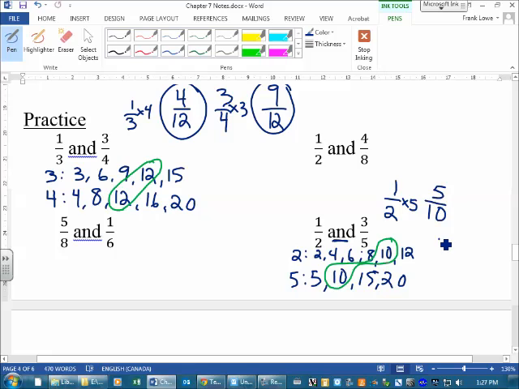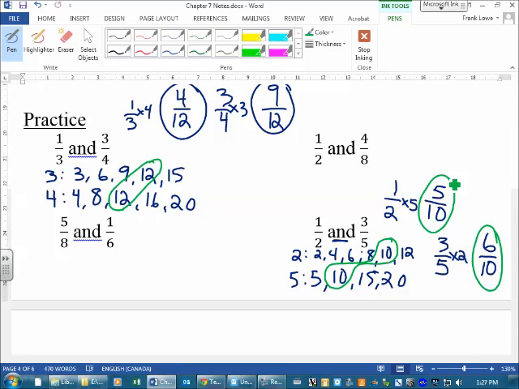Okay. The other one, 3/5. Again, I want a denominator of 10 because that's what we've established. So how do you make 5 into 10? You multiply it by 2. Okay, 5 times 2 is 10. 3 times 2 is 6. So now you have 6/10 and 5/10, and you can compare those. You can add them, you can subtract them, you can do whatever you need to do with them. Okay. Now, that's method 2.